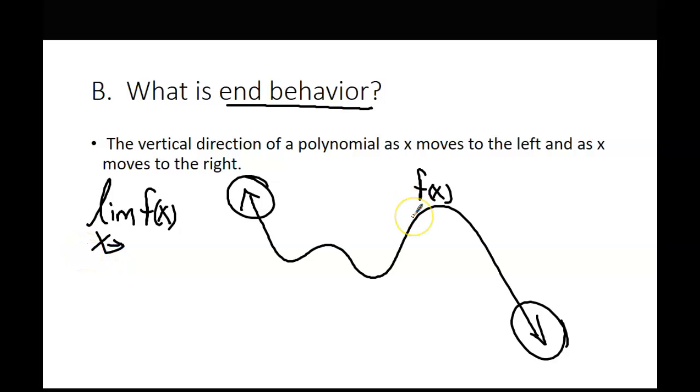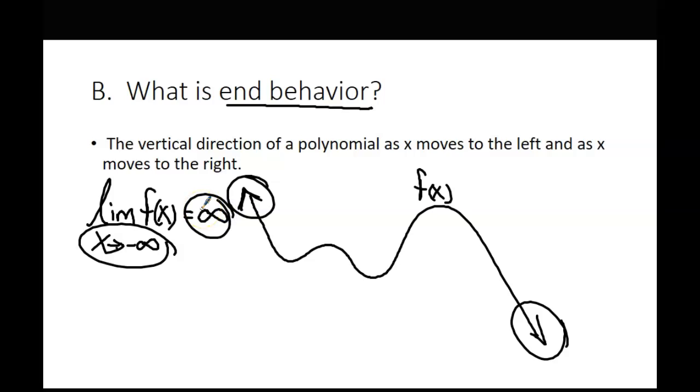Now, x is about going left and right. So in this case, I'm going to the left, and arrows mean forever. So x is approaching negative infinity on the left side. What is the y value approaching? Well, the y value is going up. And up means infinity. It's a lot like the domain and range thing that we talked about. So the limit of this function as x goes to negative infinity is positive infinity. Another way of saying this is as x goes to the left, y goes up.